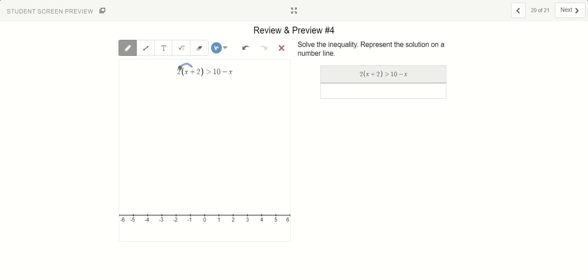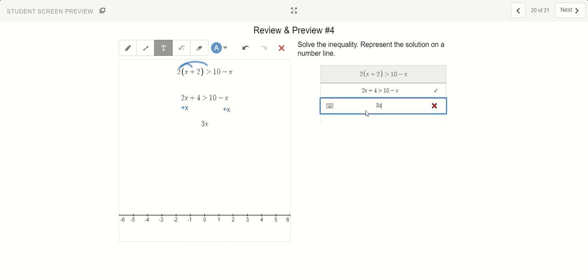Let's do the distributive property. 2 times x is 2x, 2 times 2 is 4, greater than 10 minus x. Just like before, we have x on both sides, so let's cancel out these x's by adding x to both sides. So I'm left with 3x plus 4 is greater than 10. Cancel out the 4 by subtracting 4 on both sides. So 3x equals 6.